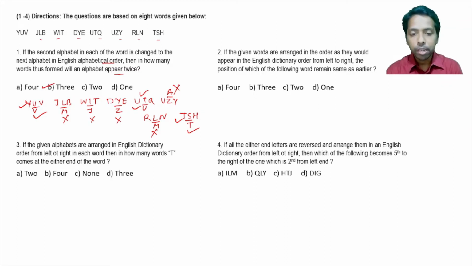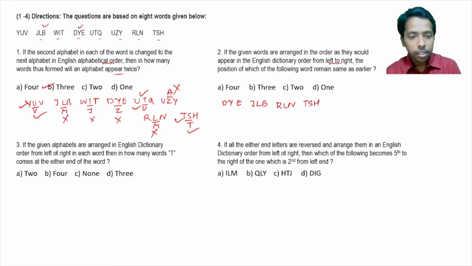Moving to next. If the given words are arranged in the order as they would appear in the English dictionary order from left to right, we arrange according to the first letter. So first is D, Y, E. Next would be J, 10. Anything else having a place value less than 10? No. So J, L, B. This is done, this is done. Then Q, R, S, T. R is 18. Next is R, L, N. Then T, U. Then U.